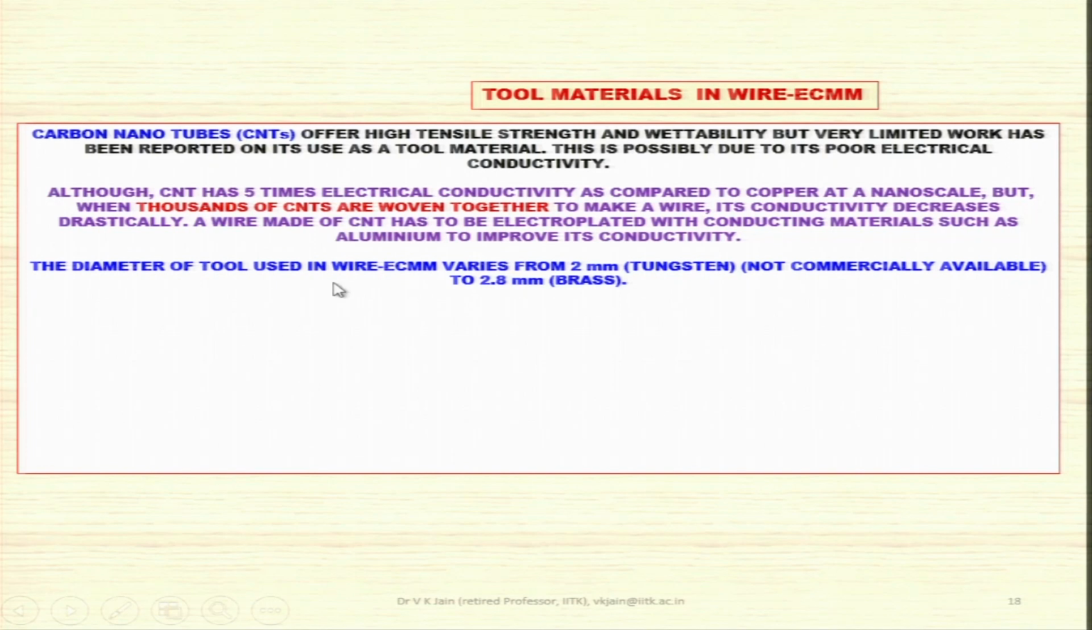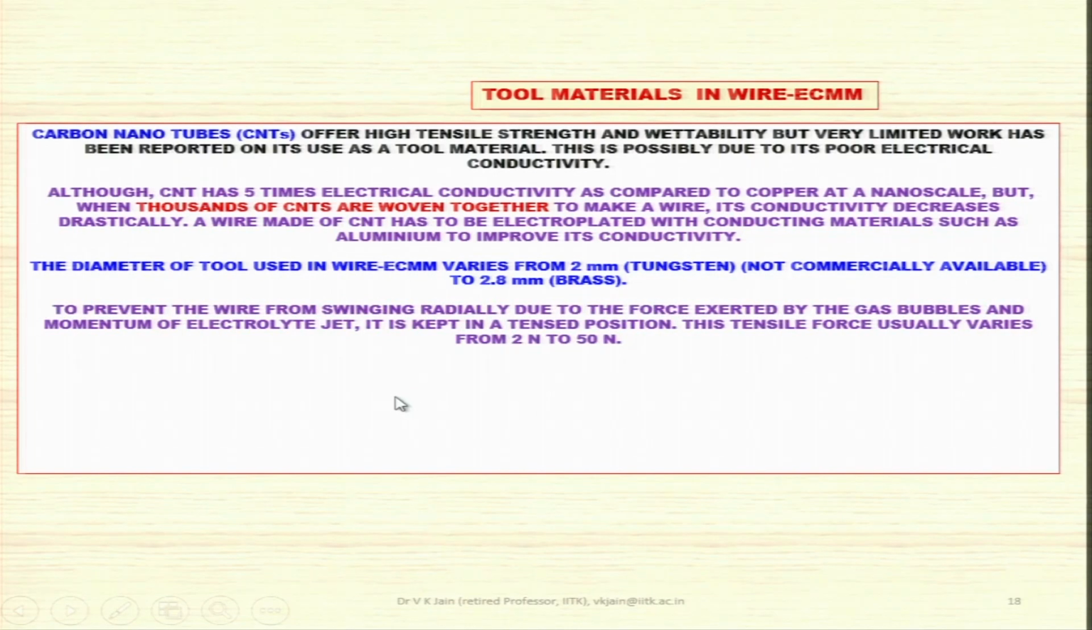The diameter of the tool used in wire ECMM varies from 2 mm tungsten, not commercially available, to 2.8 mm brass, and this relates to wire electrochemical machining, because this is for macro machining. If it is for micro machining, then the diameter of the wire has to be smaller than 1 millimeter. It has to be a few tenths of a micrometer or a couple of 100 micrometers.